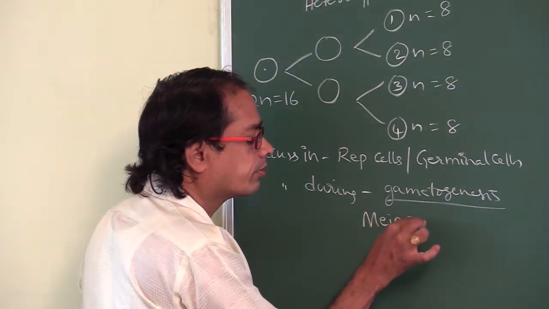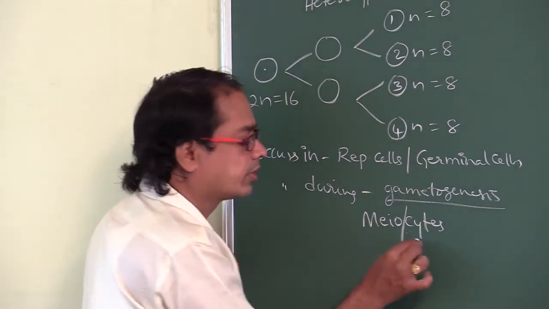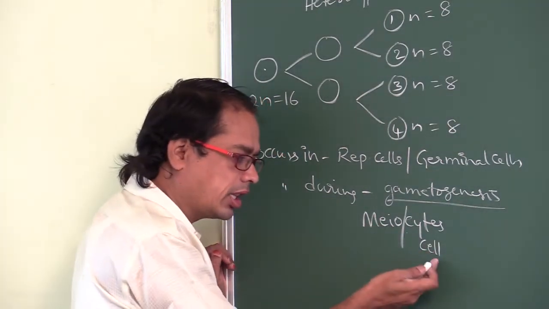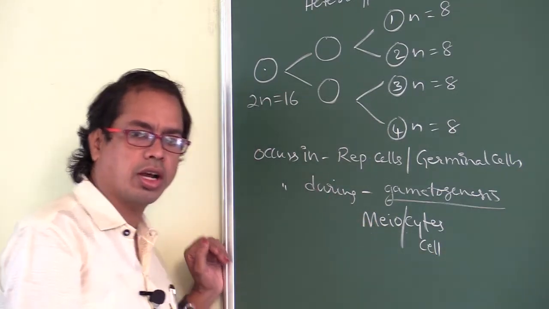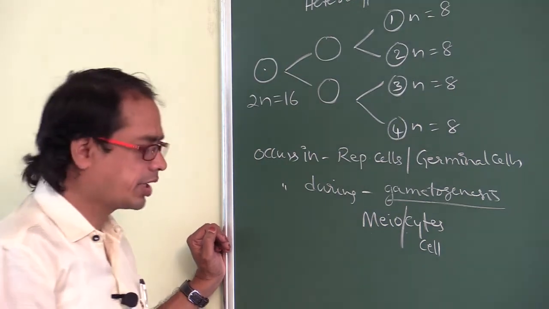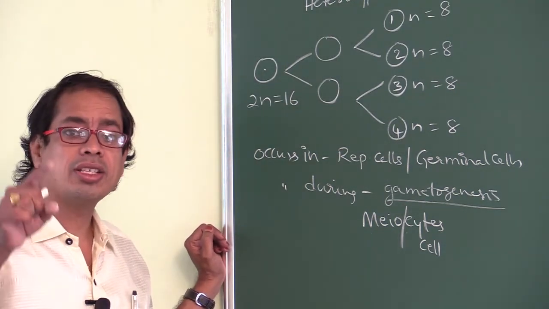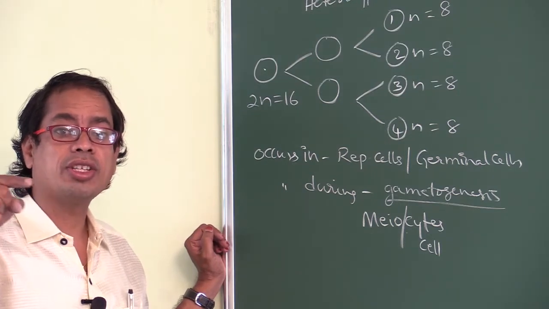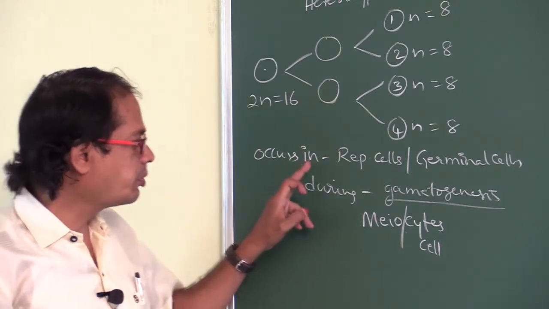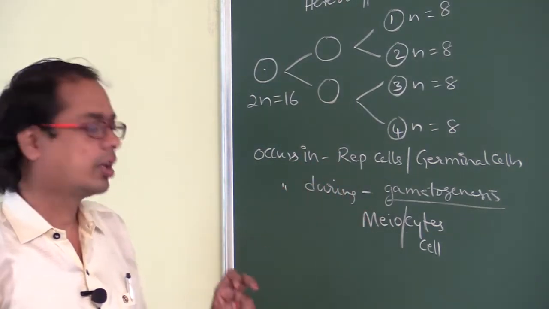The cells that undergo meiosis are called meiocytes. Cyte means cell. Meo means meiosis. The cells that undergo meiosis are called meiocytes. Okay. Next, where does mitosis occur? Mitosis occurs in meristematic cells, whereas meiosis occurs in reproductive cells.